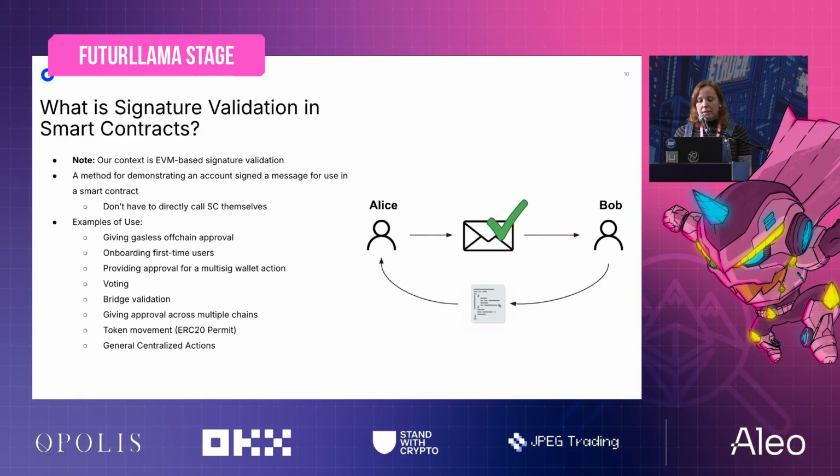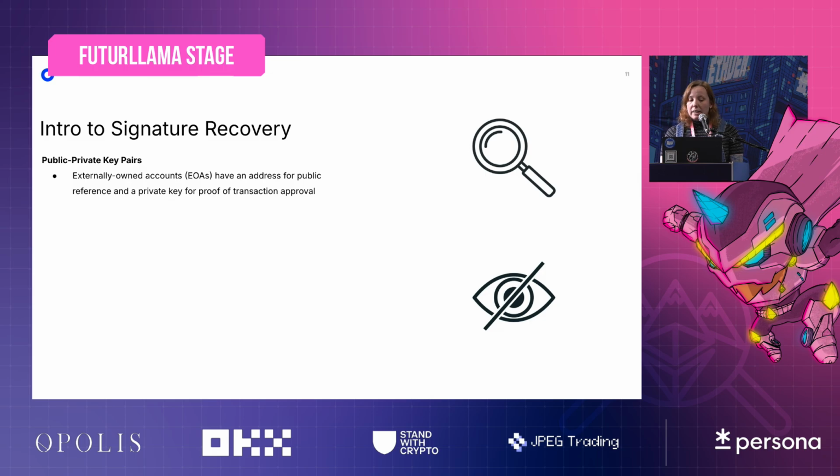Now, where is this useful for us? This is useful in the context of onboarding first-time users, or bridge validation, or token movement, or just generalized centralized actions within smart contracts. And this gets into the context a little bit more of what the last speaker glossed over at a higher level. We're going into the lower level part of it at this point.